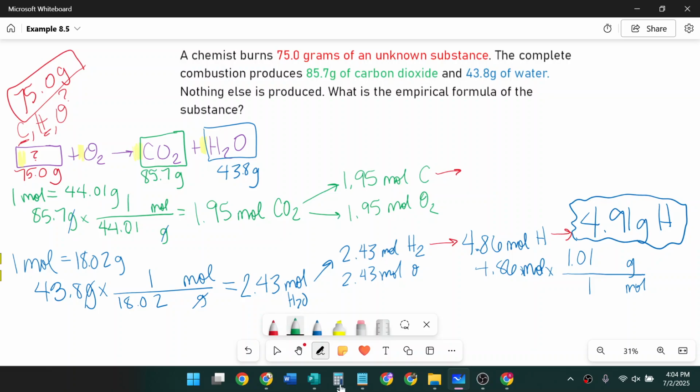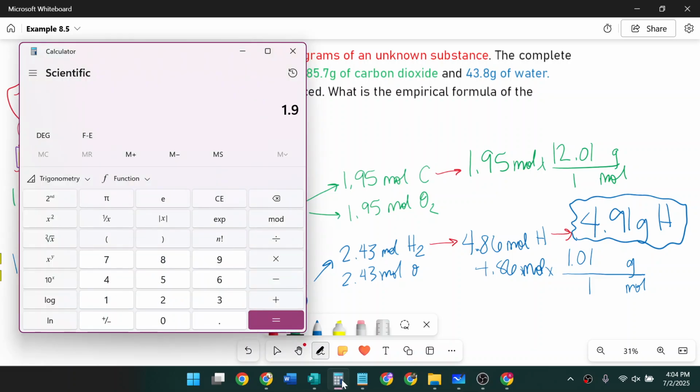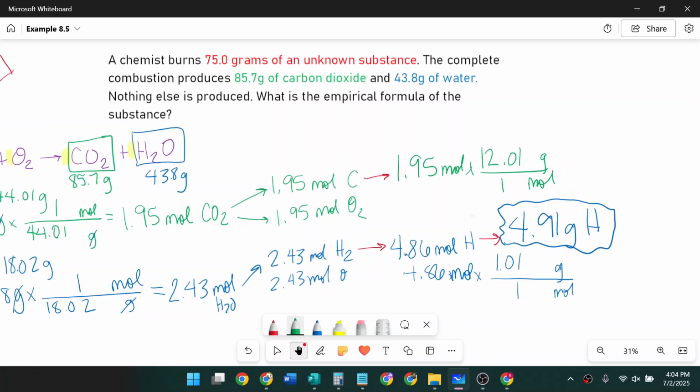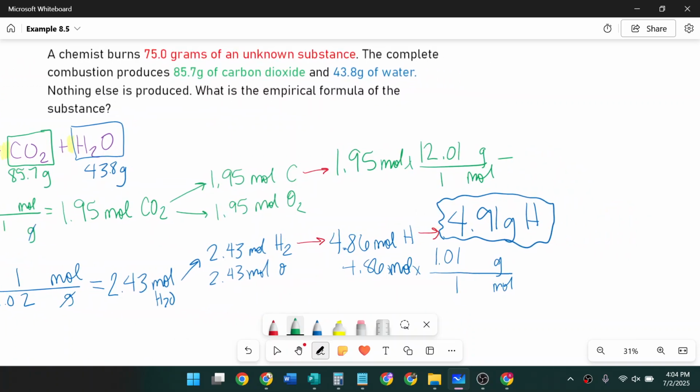For the carbon, we're going to do the same thing. We have 1.95 moles of carbon, and when we want to convert the moles to grams for carbon, we have 1 mole for every 12.01 grams. And again, that's just right off the periodic table. 1.95 times 12.01. We have to keep this one to 3 significant digits, so that's 23.4. So that's how many grams of carbon we have. 23.4 grams of carbon. All right.